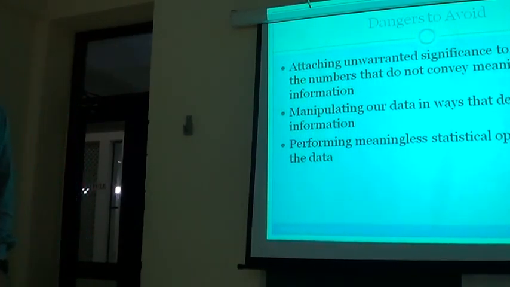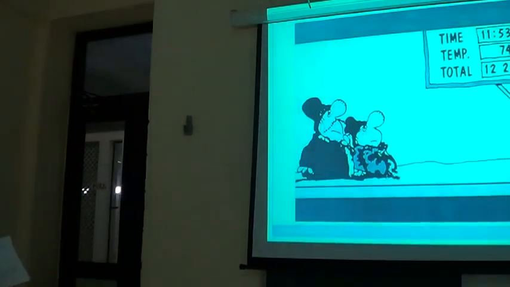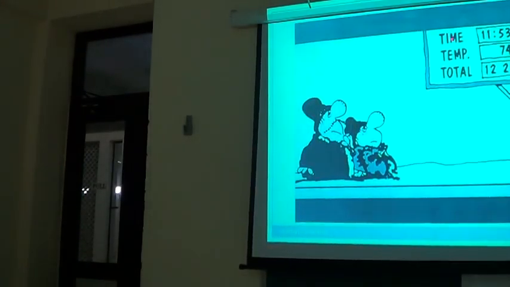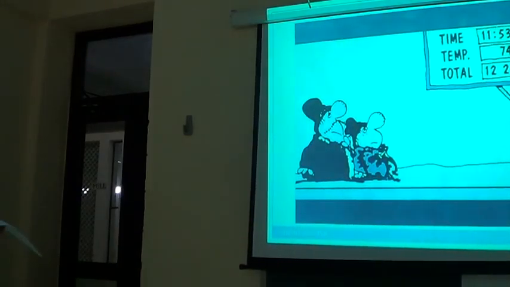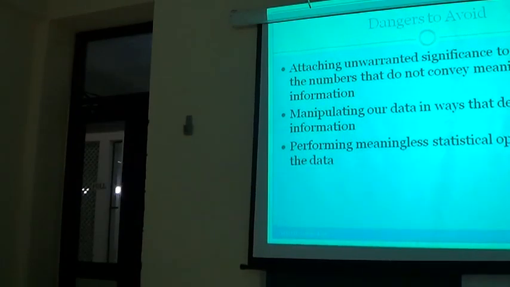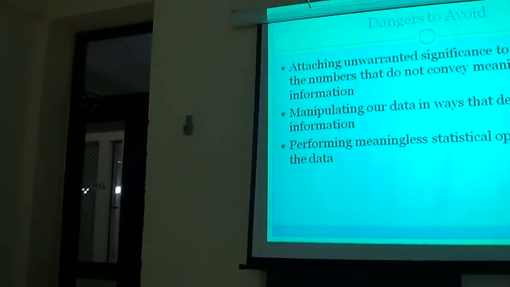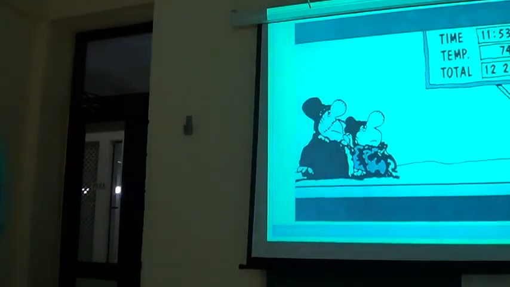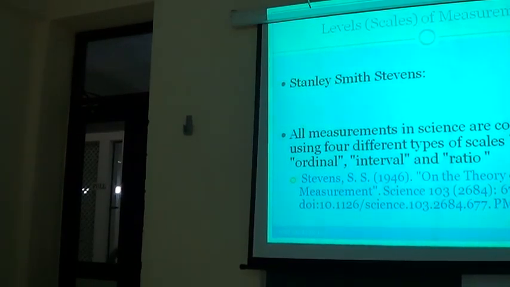Then there is manipulating our data in ways that can destroy the meaning. For example, in this case, see this code: the person is simply adding time and temperature. Does it make any sense? Of course not. You have to apply logic, that's very important. Adding time and temperature together makes no sense at all. Performing meaningless statistical operations on the data is something you have to avoid. Is that clear? Now let's start with levels of measurement.